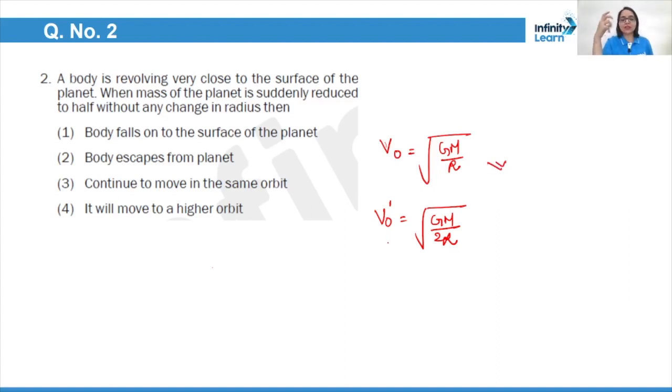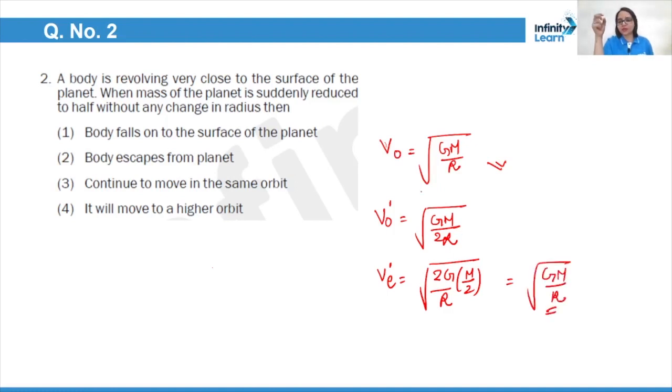Now, let's see for this second situation, what should be the escape velocity for the planet? So, Ve dash, new escape velocity will be under root 2 G M by 2 divided by r. So it is equal to under root GM upon r. So basically this velocity is equal to new escape velocity of the planet. So body will escape from the planet. So correct option will be option 2.